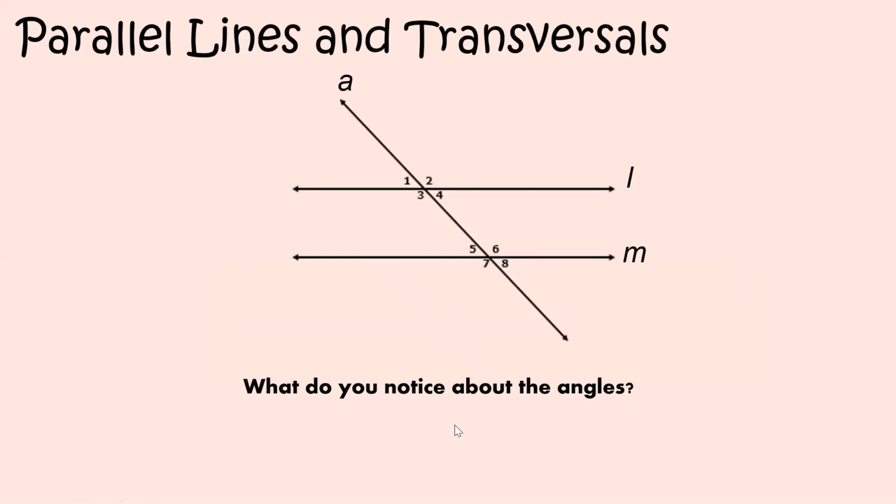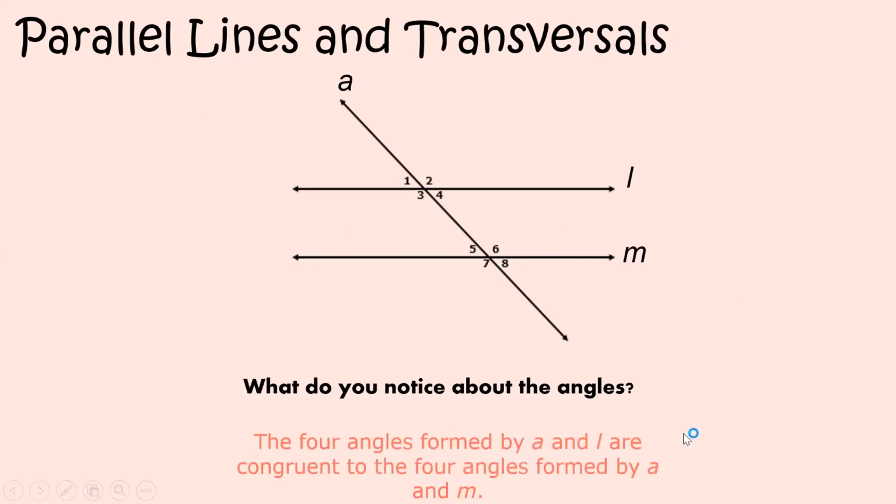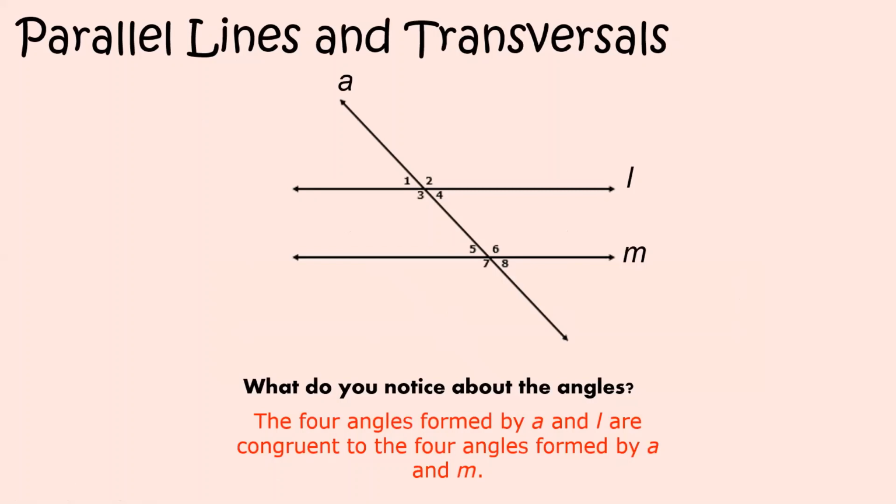Okay, so what do you notice about the angles? The four angles formed by L and A are congruent to the four angles formed by A and M. Okay, so that's the previous slide where I moved 1, 2, 3, and 4 to the bottom, and they were congruent to 5, 6, 7, and 8, right?